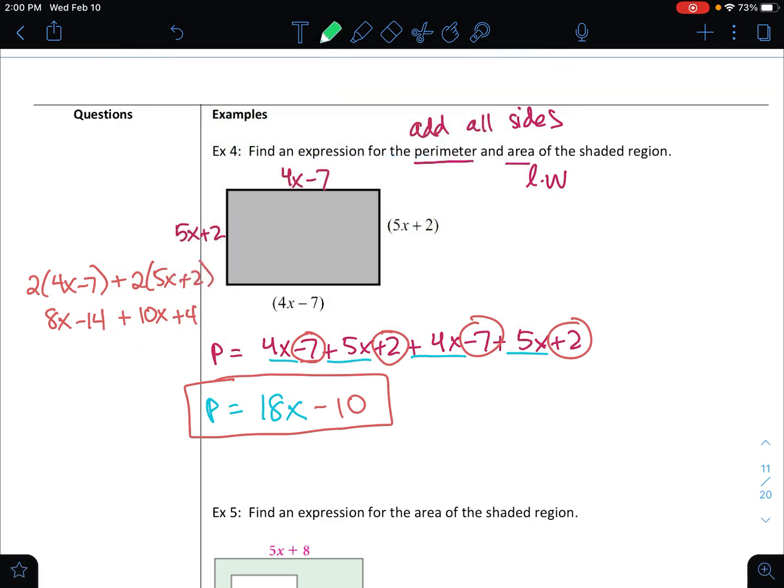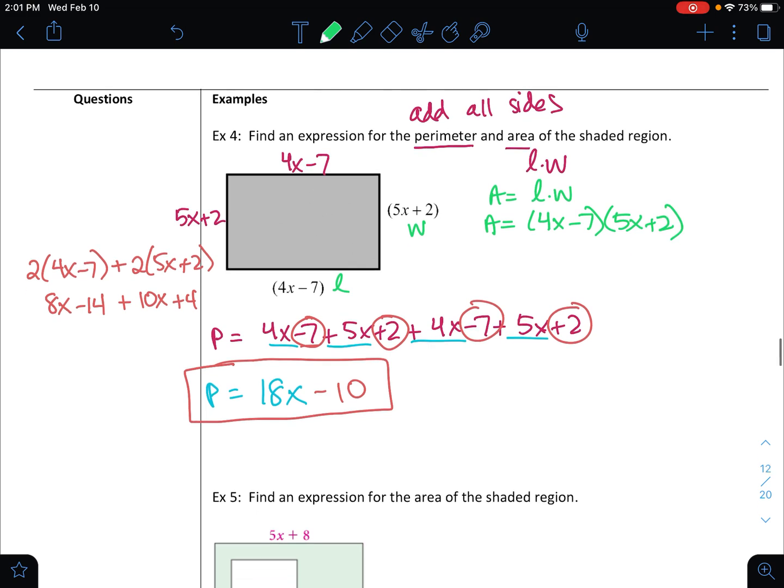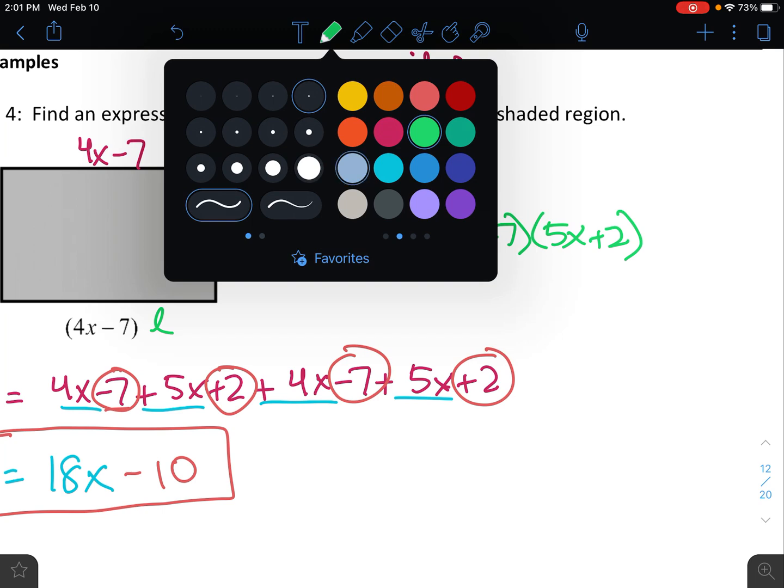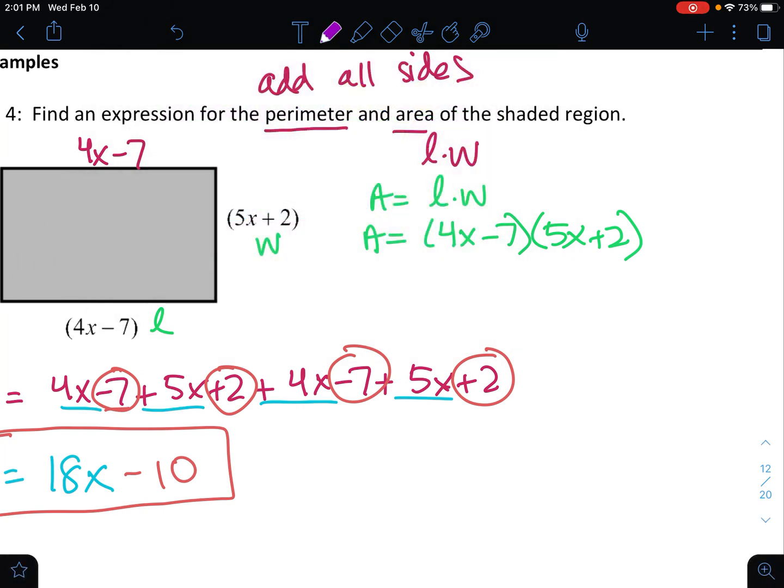Okay, let's switch gears to area. So area is length times width. I'm going to go ahead and designate length and width. So area is going to be length times width, so 4x minus 7 times 5x plus 2. This is exactly what we were doing on the first page and in the previous day's lessons. So we're going to distribute. Okay, so let's distribute. Multiply, multiply.